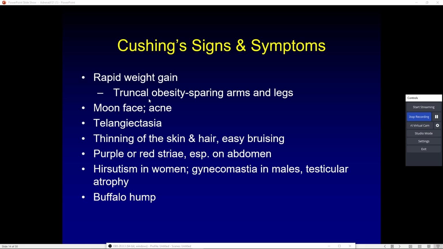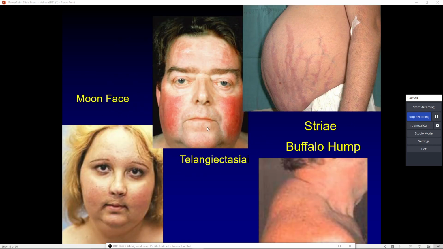Hirsutism in women, so excess hair on the face or body where they otherwise would not have excess hair, or thicker, coarse hair. Gynecomastia in males, so the enlargement of breast tissue. And testicular atrophy, and then also that fat deposit on the back of the neck near the cervical vertebrae, resulting in what appears to be a buffalo hump. I apologize, I stumbled through my words there, but you can see that moon face there, that circular face.